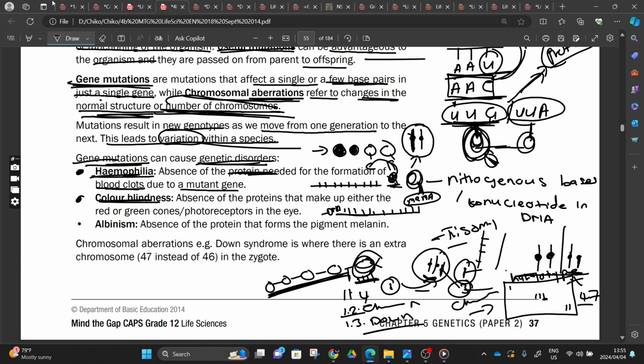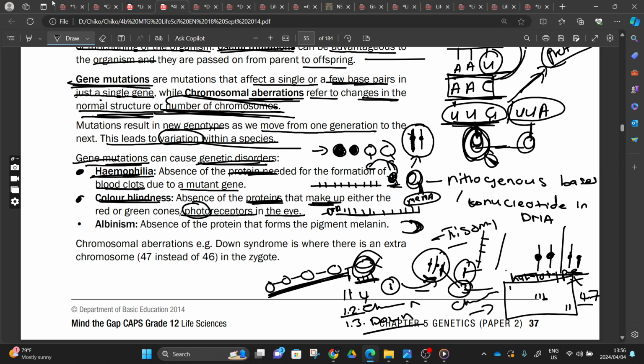So you are producing a non-functioning protein. It means that in color blindness, you are unable to produce the proteins that make up the photoreceptors in the eye. In an eye, we have a retina at the back, and when you see a color like black from the screen, the photoreceptors receive these colors. You see the color, and then that is interpreted. After interpreting, it is sent to the brain, and the brain tells you that the color you are seeing is black.